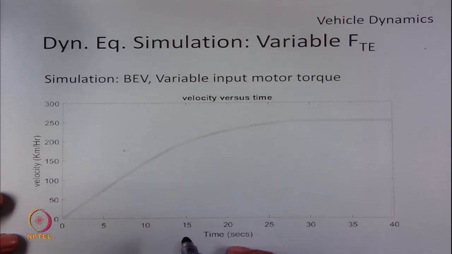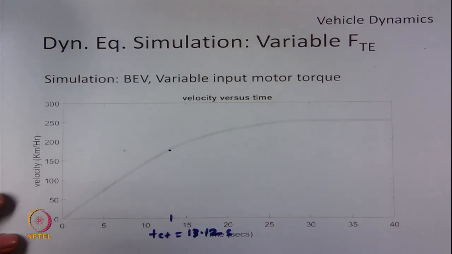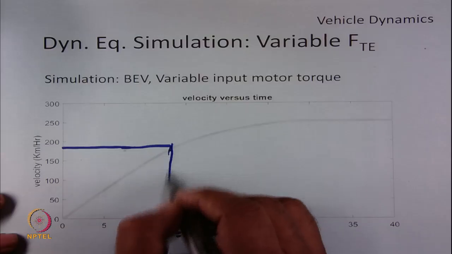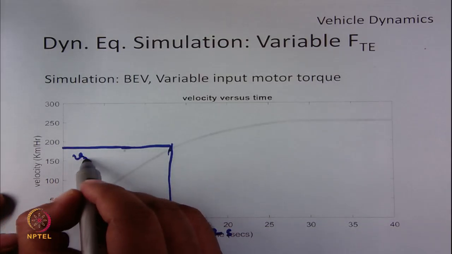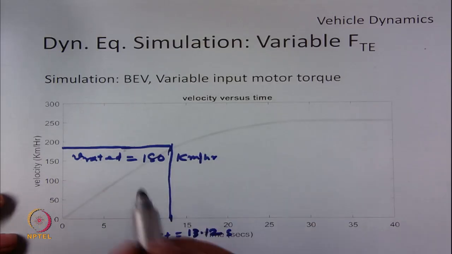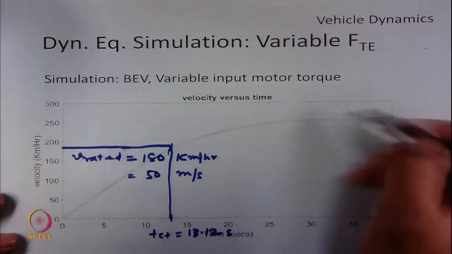If we see the variation of vehicle velocity with respect to time, we know that the constant torque mode is somewhere up to TCT equal to 13.14 seconds, so roughly up to this speed. We know that V rated is equal to 180 kilometers per hour, or 50 meters per second.